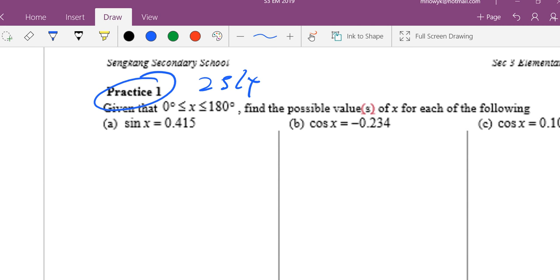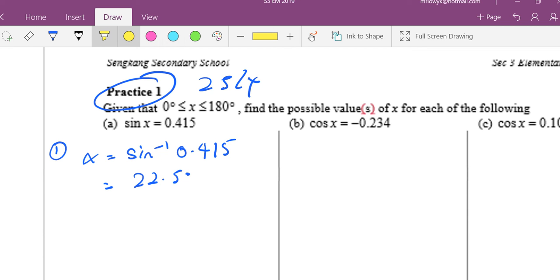So I go through the first question again. Alpha equals sine inverse 0.415. What's the answer? 22.5. Now you want to highlight this and say that this is only in what? First and second. Later in A-Max you will see all the 4 quadrants. Now let's continue. Second one.